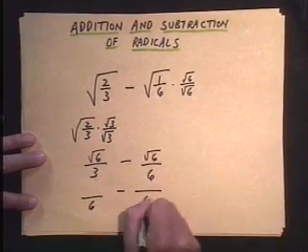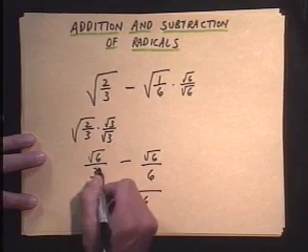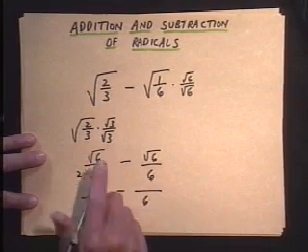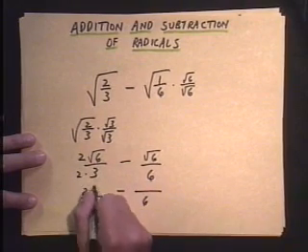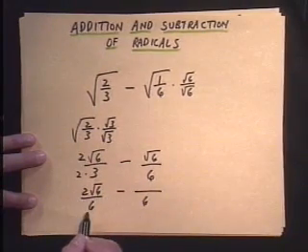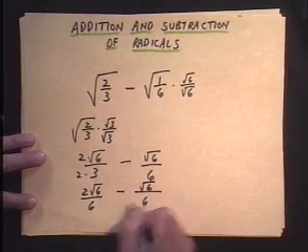It'll be 6. So the first one gets multiplied by what to get this common denominator? 2. And if you multiply the bottom by 2, you've got to do the top by 2. So we end up with 2 times the square root of 6 over 6. I like this second fraction. It's already got that denominator, so it stays the same.